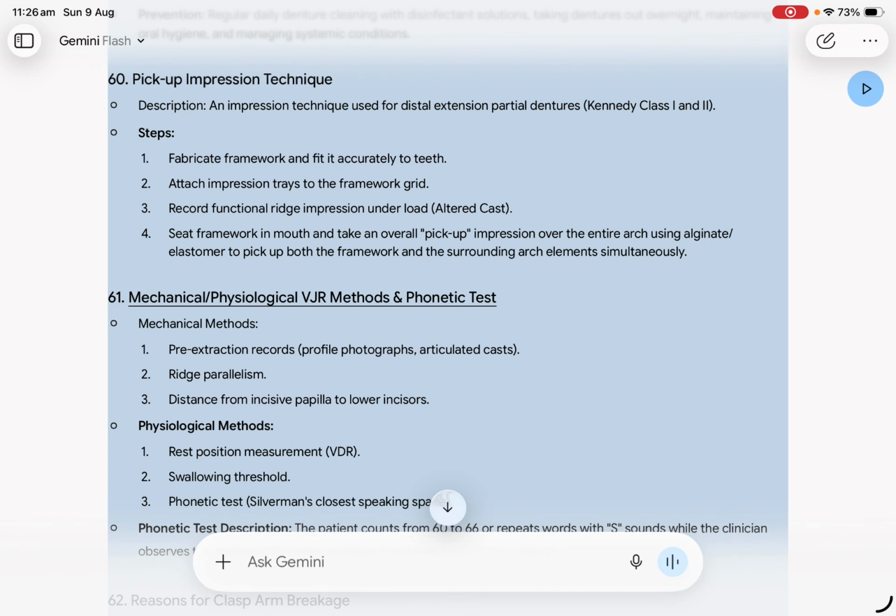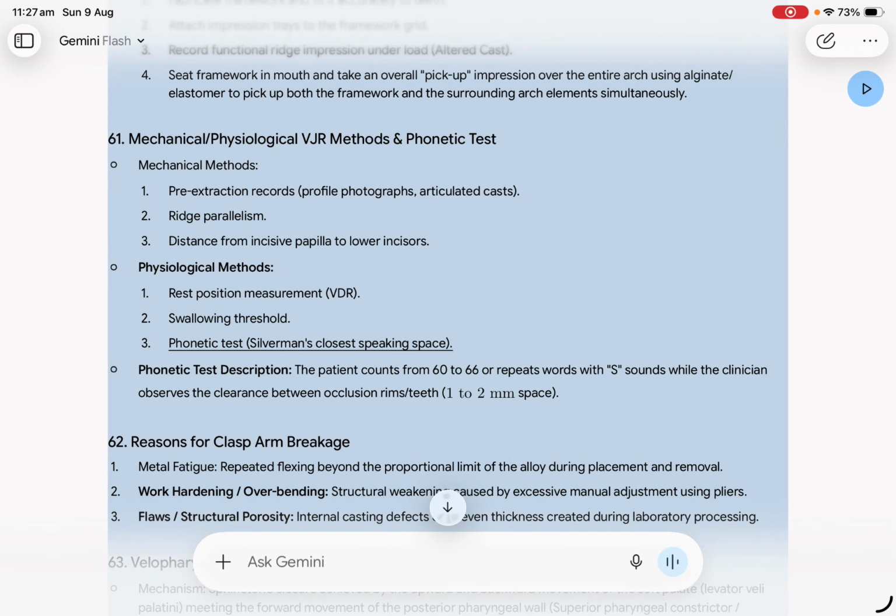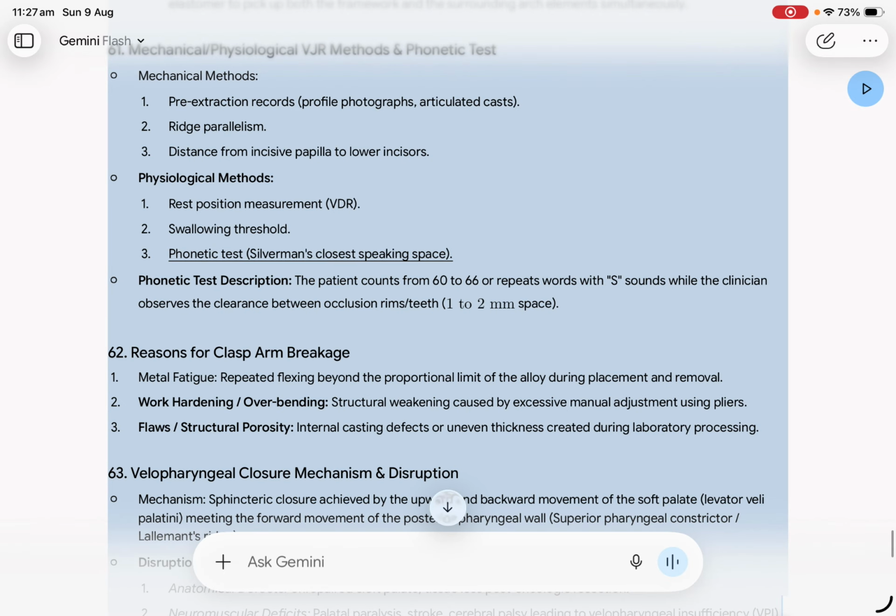61. Mechanical and physiological VJR methods and phonetic test. Mechanical methods: 1. Pre-extraction records, profile photographs, articulated casts. 2. Ridge parallelism. 3. Distance from incisive papilla to lower incisors. Physiological methods: 1. Rest position measurement, VDR. 2. Swallowing threshold. 3. Phonetic test, Silverman's closest speaking space. Phonetic test description: the patient counts from 60 to 66 or repeats words with S sounds while the clinician observes the clearance between occlusion rim's teeth.